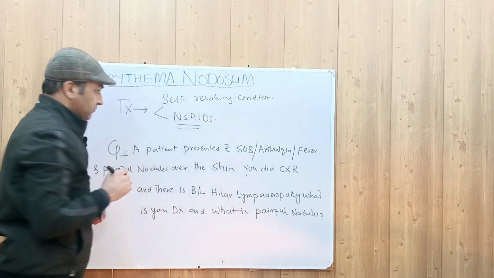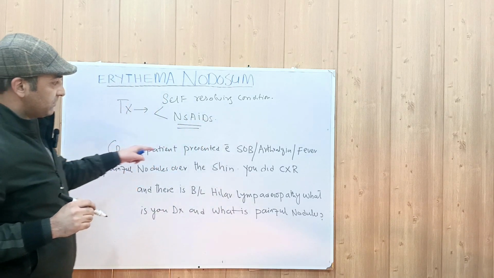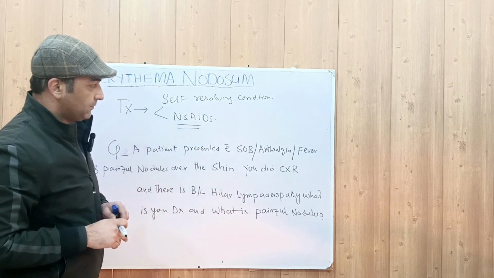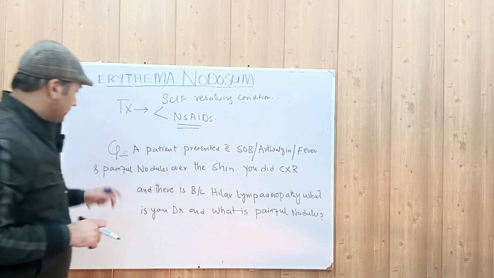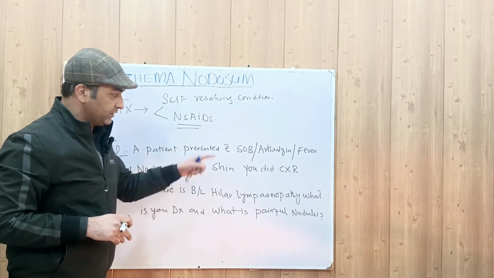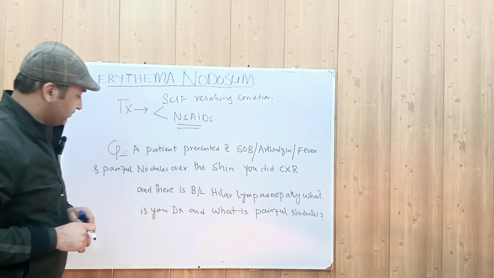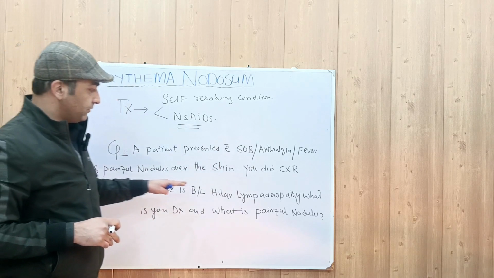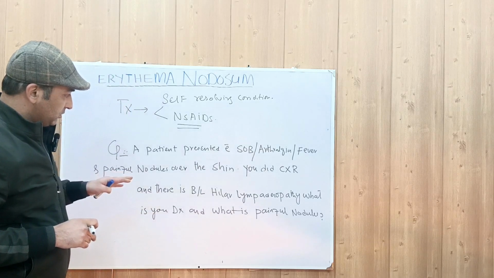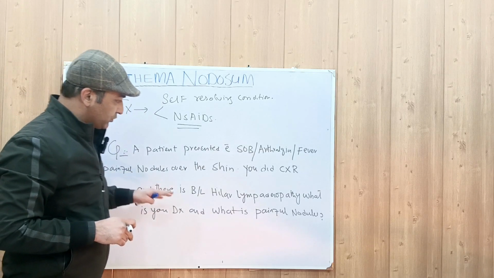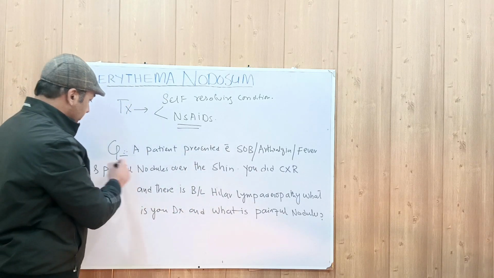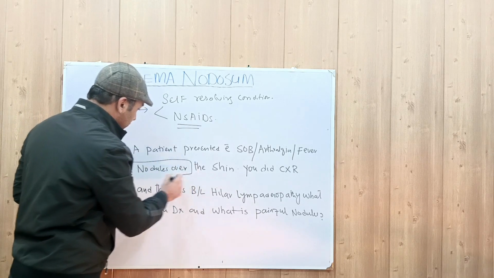So here is a question for you. A patient presented with shortness of breath, arthralgia, fever, and there is a painful nodule over the shin. You did a chest X-ray for this patient, and there is bilateral hilar lymphadenopathy on the chest X-ray. So what is your diagnosis and what is the name of this lesion?